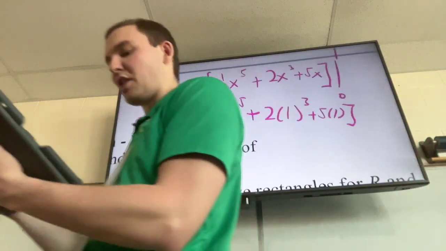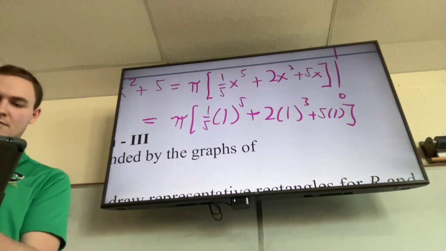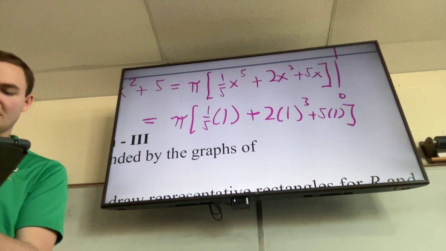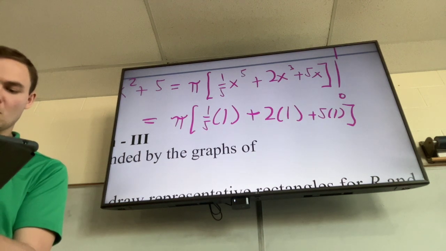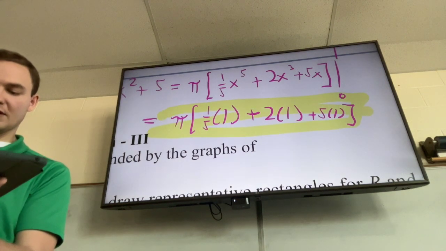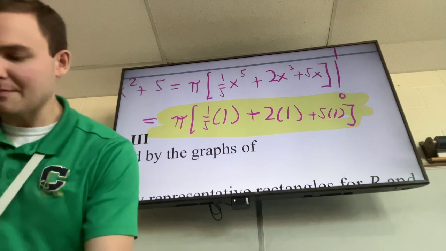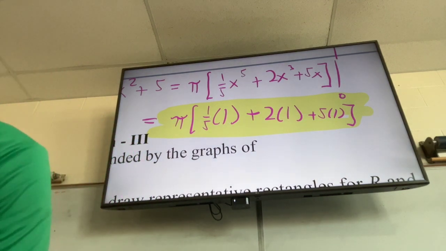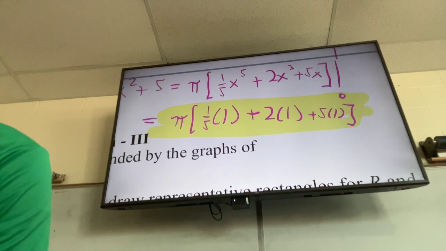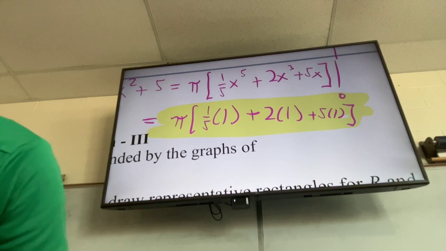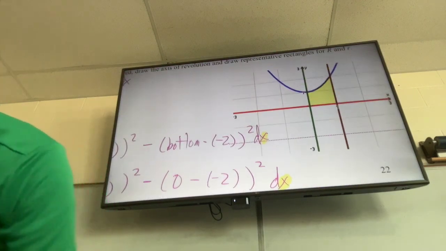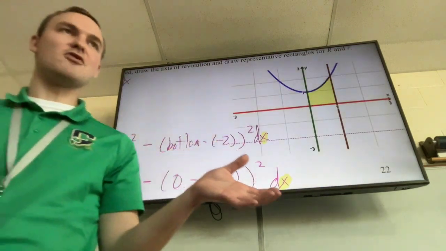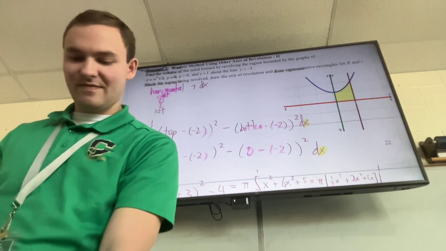All right, and then this is almost four function. What do I need to do? Evaluate the exponents. So 1 to the 5th is 1, 1 cubed is 1. Boom. Make the AP greater, do the rest of the work for you. I'm just going to check that answer, make sure it makes sense. 1 divided by 5 plus 2 plus 5 times pi. Does that make sense, that that little donut thing would have a volume of about 22.6 units cubed? Yeah. Sweet.